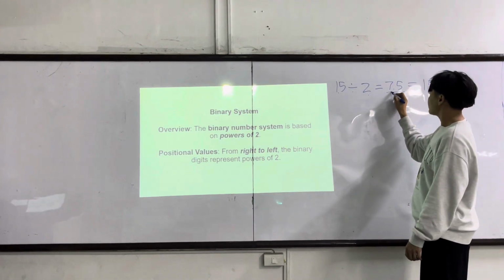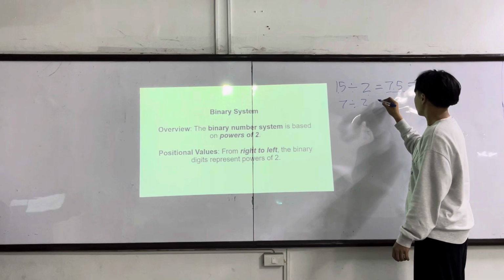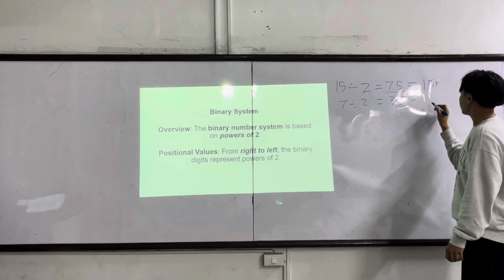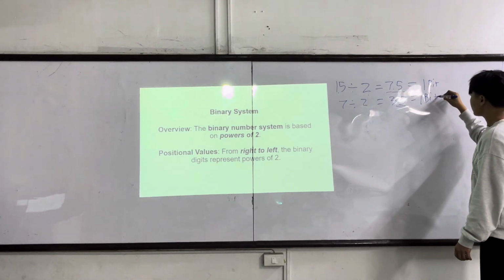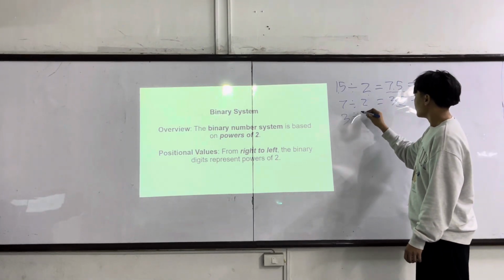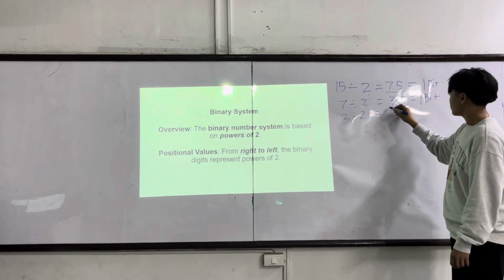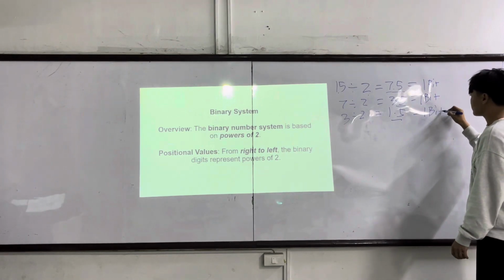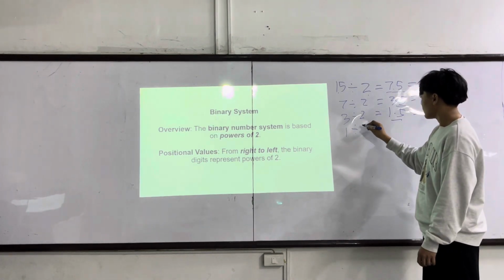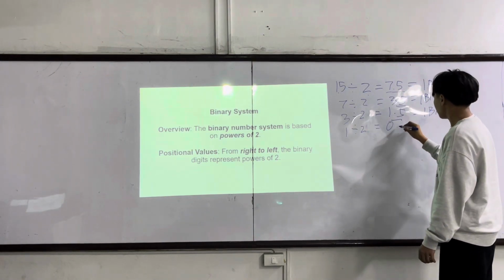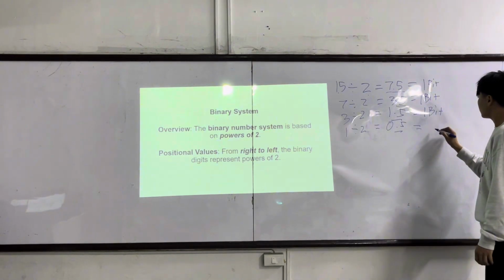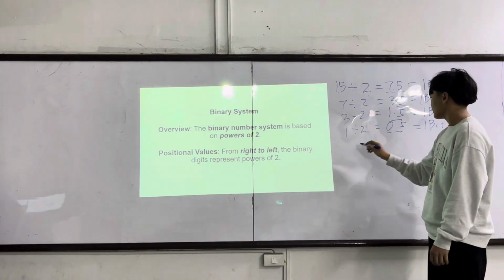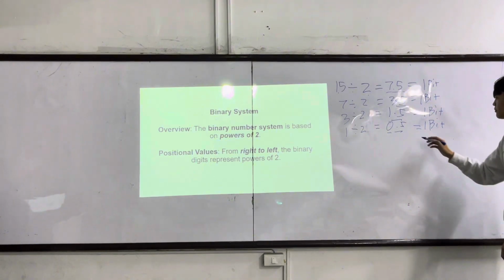Next, we divide 7 by 2, which equals 3.5, so 1 bit. 3 divided by 2 is 1.5, which is 1 bit. Next, 1 divided by 2 is 0.5, which is 1 bit. Since 0 is not divisible anymore, we stop.